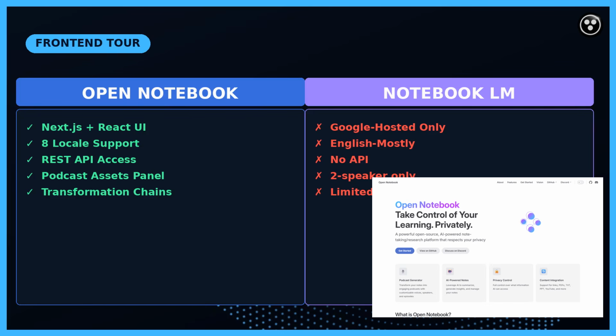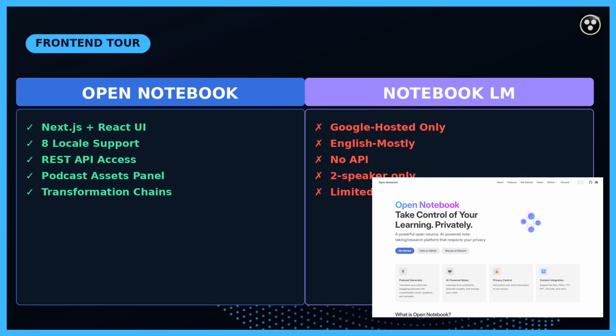The settings panel is where the power lives. Provider configuration, voice profiles for podcast speakers, language and locale settings, and the encryption key manager. The multi-language support deserves a special mention. The UI is fully translated into 8 locales: English, Portuguese, Chinese simplified, Chinese traditional, Japanese, Russian, Bengali, and Spanish. Not broken machine translation. Actually usable UI in all 8.